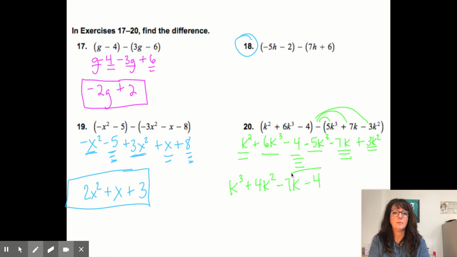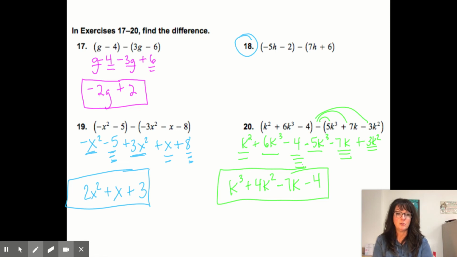So this has been adding polynomials and your introduction to polynomials. So be sure to come to class with any questions that you may have.